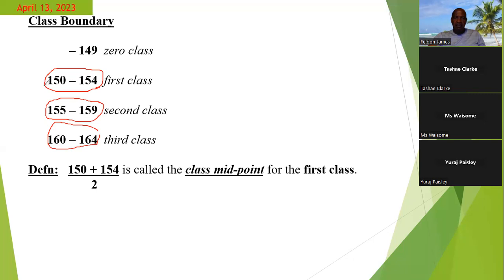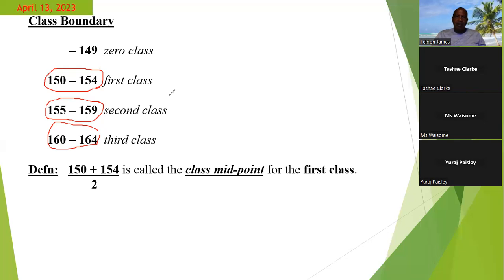Why do we have these classes? That is because by using these values in this way, it prevents us from listing all the values. Instead of listing 150, then 151, 152, 153, and all the numbers between, we know that if we take it from 150 to 154 as a class, whatever numbers are between these two values would be in that class. You get what I'm saying, Mr. Paisley?